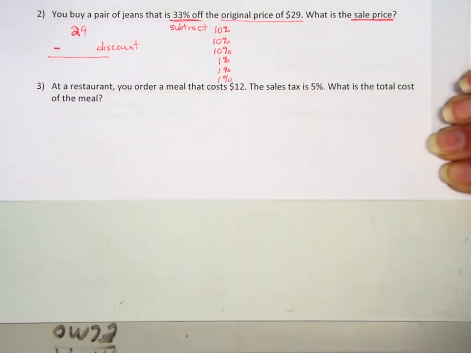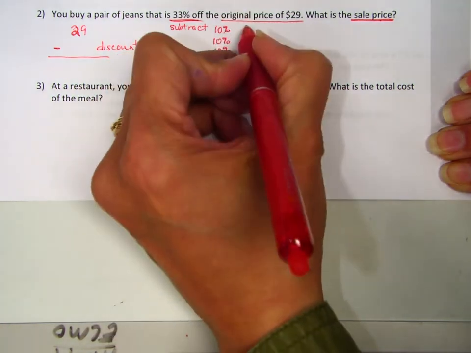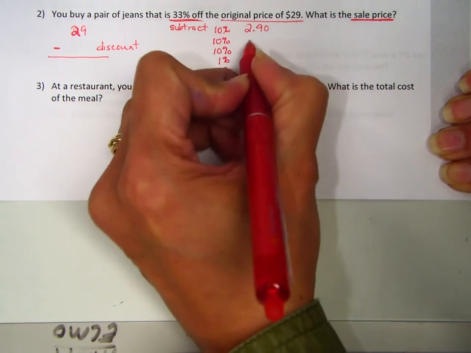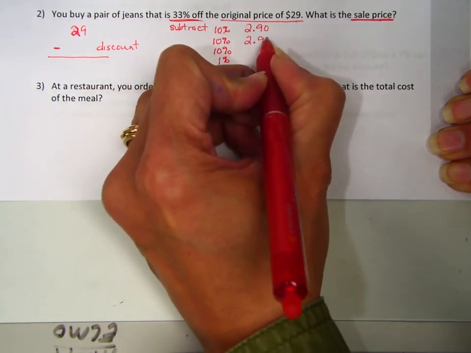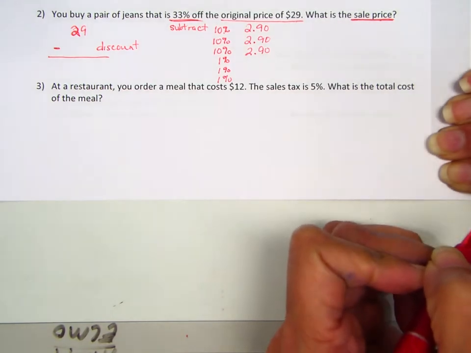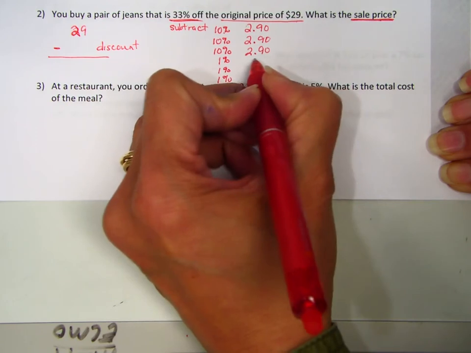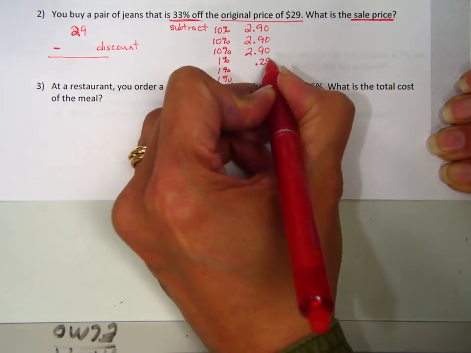Let's squeeze that in there. So let's see what 10% is. 10% of $29 is $2.90. I need 3 of those to make 30%. And 1%, remember we move the decimal 2 places to the left. So 1% of $29 is 29 cents.